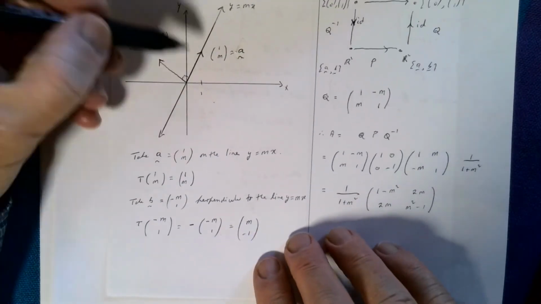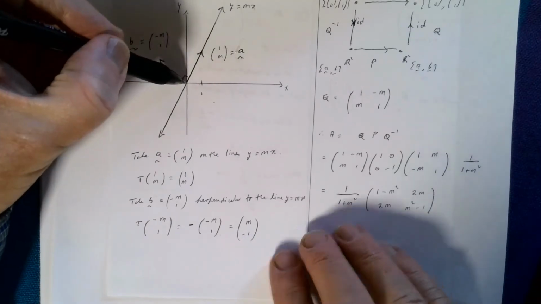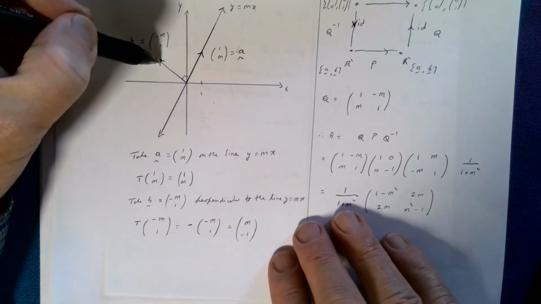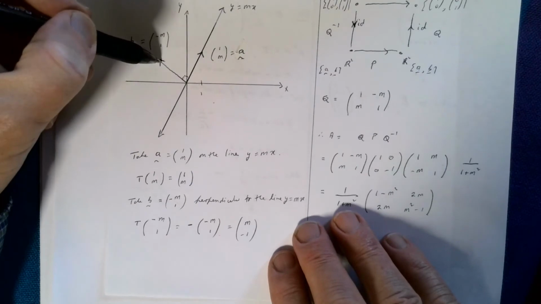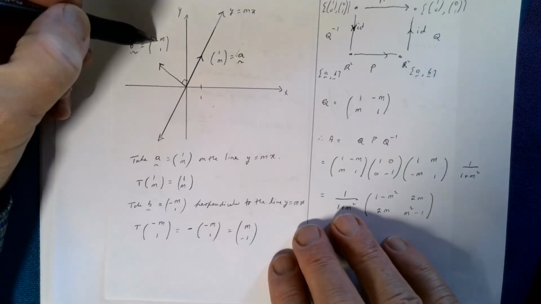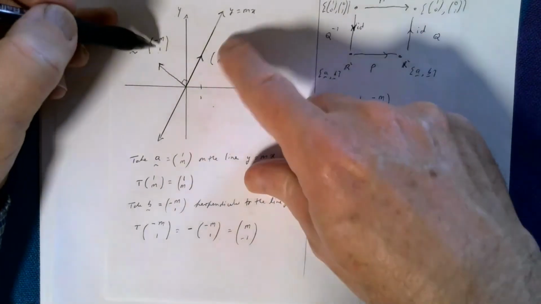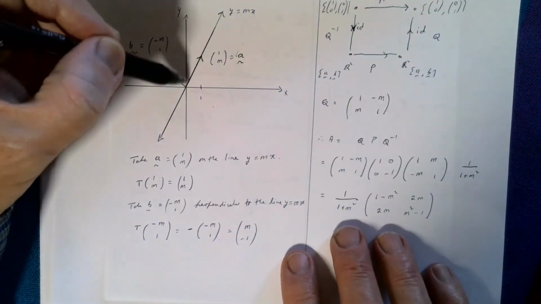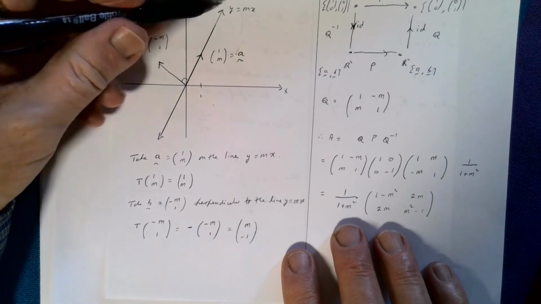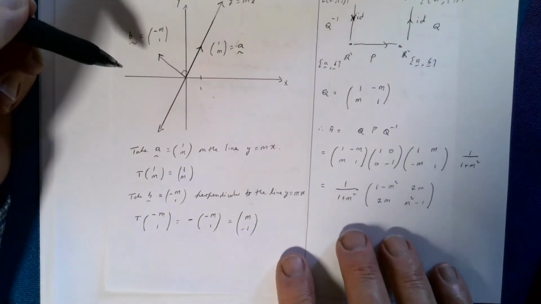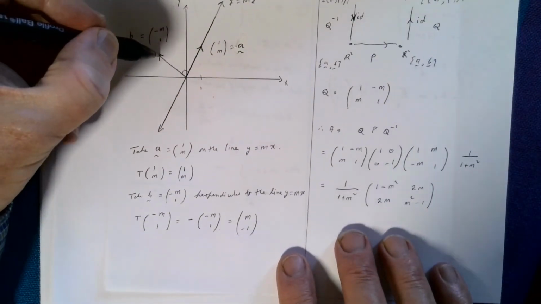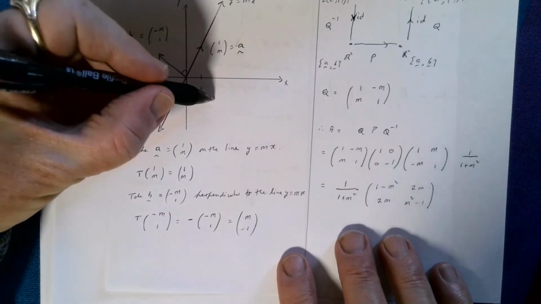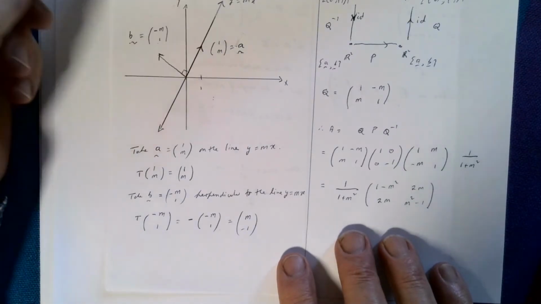Now I'd like to get a nice basis, so I'm going to take a vector perpendicular to this one, and that's fairly easy. I can just take (-m, 1) so that the dot product of these two is 0. So this vector is perpendicular to this one, and indeed perpendicular to the line. So when I reflect this in the line, it's just going to go to minus itself.